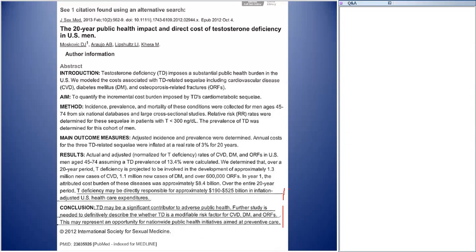Further study is needed, of course, because everyone claims that the studies that we quote are not powered enough to show testosterone has a protective effect. But 50 years of studies, hundreds of articles that demonstrate the importance of testosterone in protecting against heart attacks and cardiovascular disease is important to understand. But nevertheless, the FDA has now said, all right, we need more studies. Anyway, further study is needed to define exactly the role of testosterone as a modifiable factor for cardiovascular disease, diabetes, and osteoporosis and fractures. This may represent an opportunity for nationwide public health initiatives aimed at preventive care.